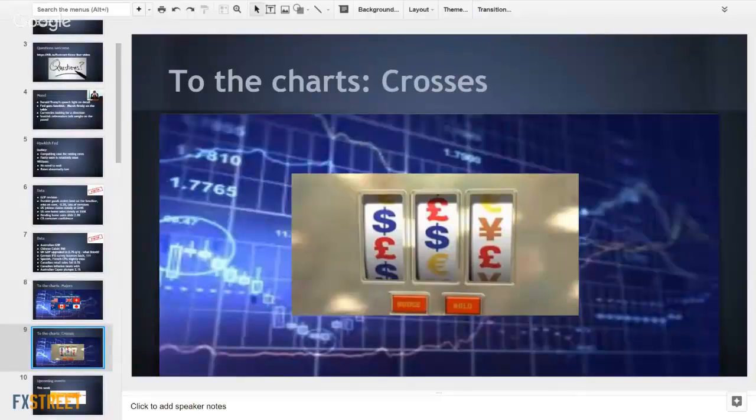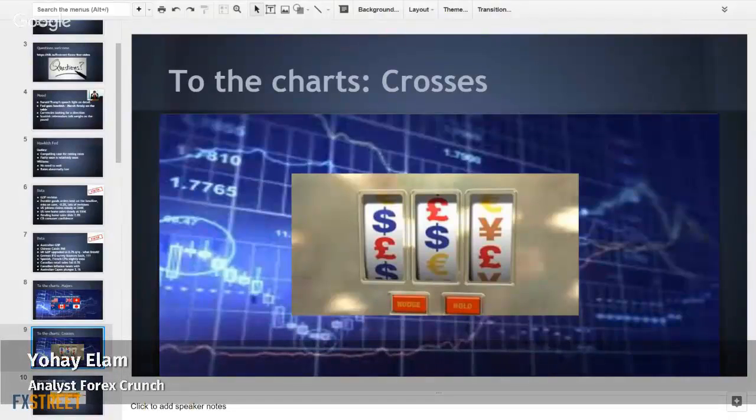And now let's move to crosses. So this is a technical overview of crosses, beginning with the month of March.